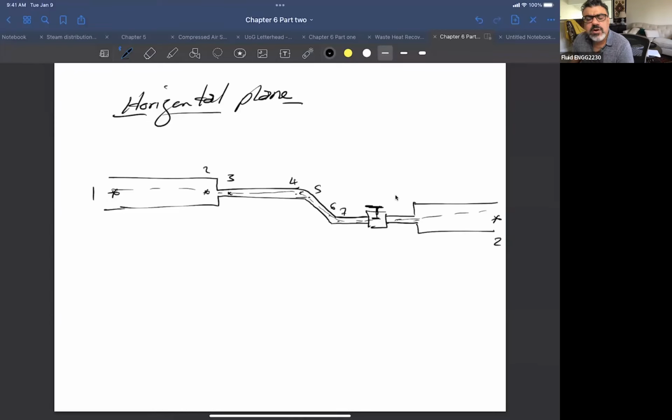So every time you are going through a piping system, you are losing energy. You agree with me? Every time you're going, you're going to have friction, right? So in a straight pipe between 1 and 2, what do you have? What type of losses do you have?